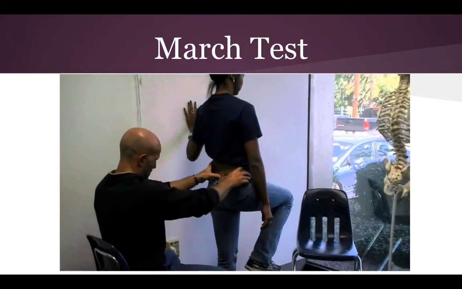Alright, so with the March test, what you're looking for as the patient lifts their leg past 90 degrees, or flexes their hip past 90 degrees, you're looking for the ipsilateral PSIS to go down and the contralateral PSIS to rise up, and also for the sulcus to go down.